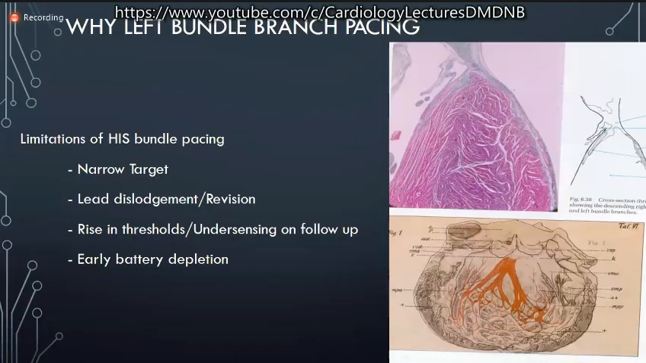Why was left bundle considered superior to His bundle? Clearly, the answer is the limitations of His-bundle pacing. With His bundle, you are trying to target a very narrow target. You are trying to hit, through the membranous septum, the narrow His bundle. And there's higher risk of lead dislodgement, higher risk of lead revisions, rise in thresholds progressively over time, undersensing over time, and early battery depletion. And that is predominantly why we have all shifted to left bundle pacing.